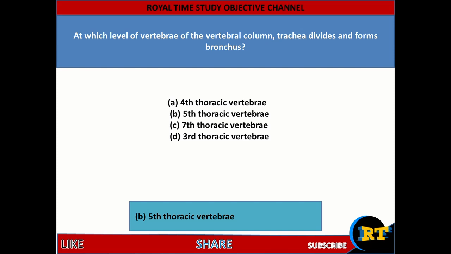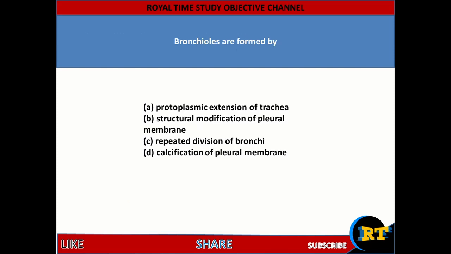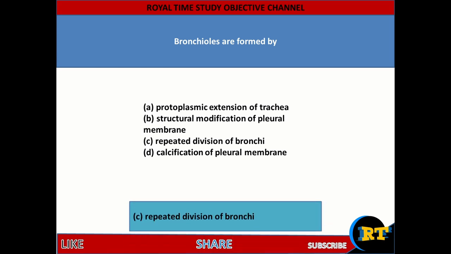Now let's move to the next question. Bronchioles are formed by option number A, protoplasmic extension of trachea. Option number B, structural modification of pleural membrane. Option number C, repeated division of bronchi. Option number D, calcification of pleural membrane. And the correct answer is option number C, repeated division of bronchi.